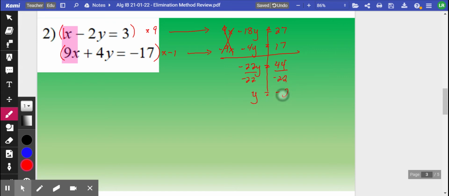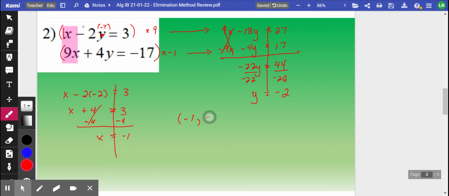And I get negative 2. Boom. Okay, then I just got to plug that back in. This is an answer for y. I'm going to use the top equation, and I just got to make sure I put it there for the y. So it goes right here. So that's going to give me x minus 2 times negative 2 equals 3. Well, negative 2 times negative 2 is 4. So x plus 4 equals 3. Minus 4 on both sides. And x equals negative 1. Okay, so x answer, y answer when I write it out.